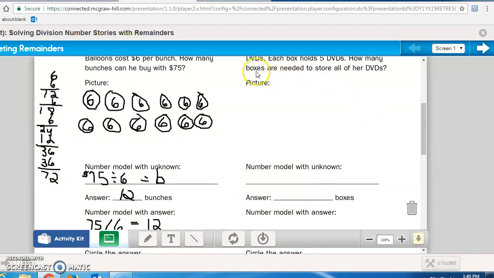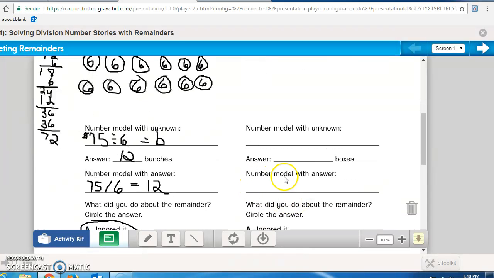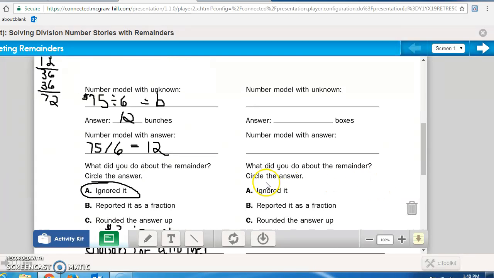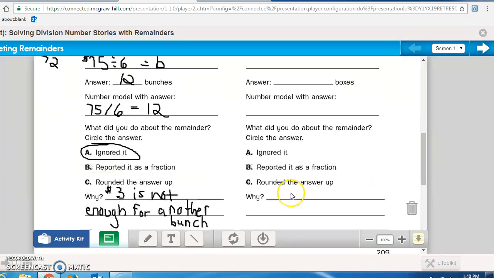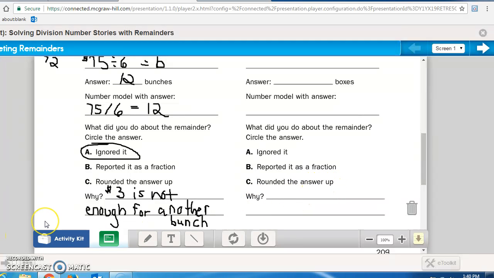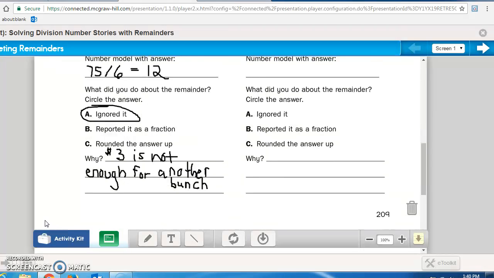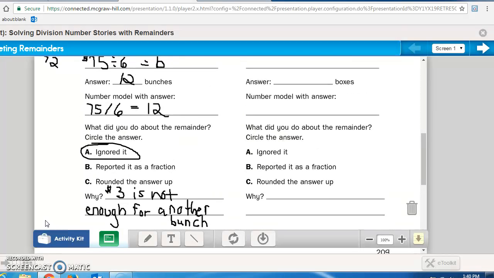I would use how many boxes. I would use B as your unknown. Then you're going to put the answer here. Then you're going to put the number model with the answer on this line. And then I want you to decide, what did you end up doing with that remainder? Did you ignore it? Did you report it as a fraction? Or did you round the answer up? And then explain to me why you did what you did. Pause the recording now, and again, you can always rewind it and figure the answer to this problem out.